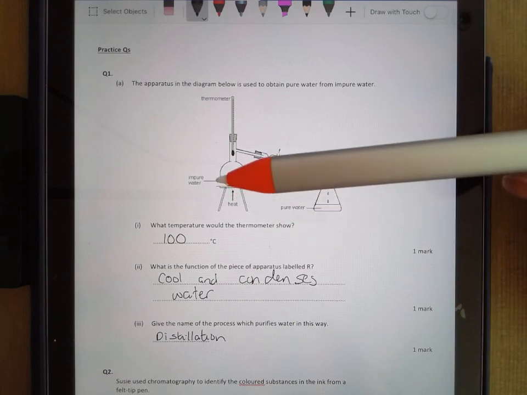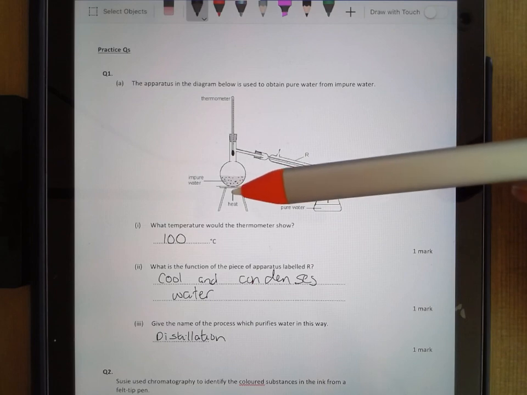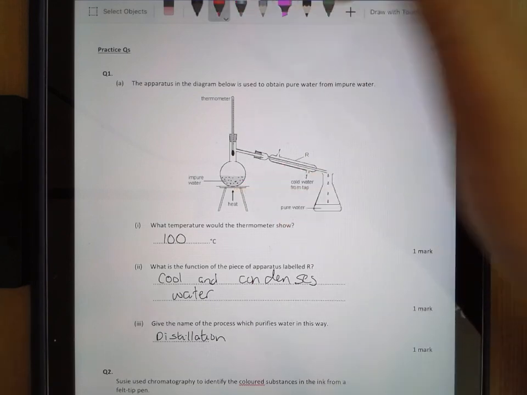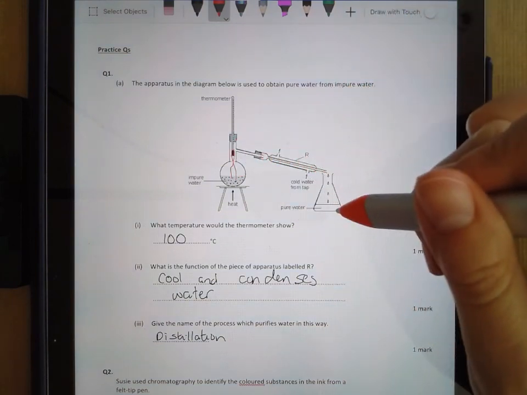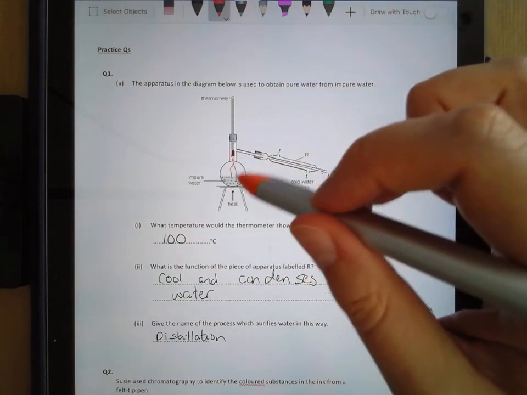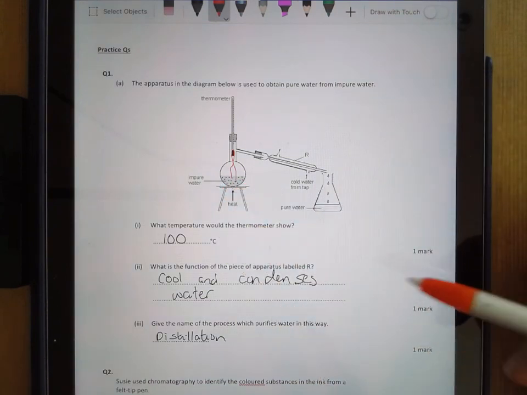In this case, you are trying to purify water. You're going to heat it to 100 degrees Celsius because you want the water to evaporate so that it can cool, condense, and be collected. You want all of those impurities like salts to be left behind in the flask. So you're going to heat it to 100 degrees Celsius.